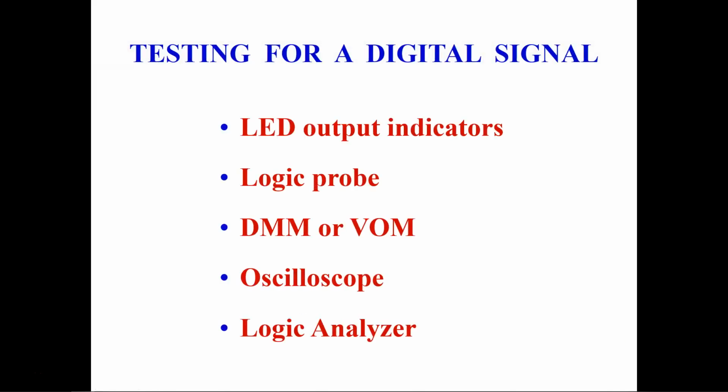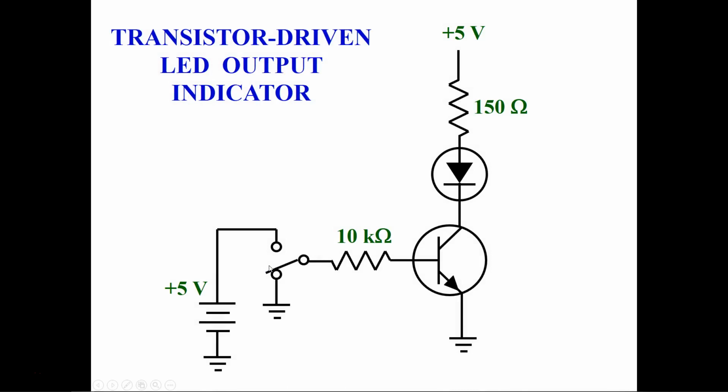Now next is testing for a digital signal. We're going to see LED output indicators, logic probe, digital multimeter, oscilloscope, logic analyzer. So let's start with the transistor driven LED output indicator.